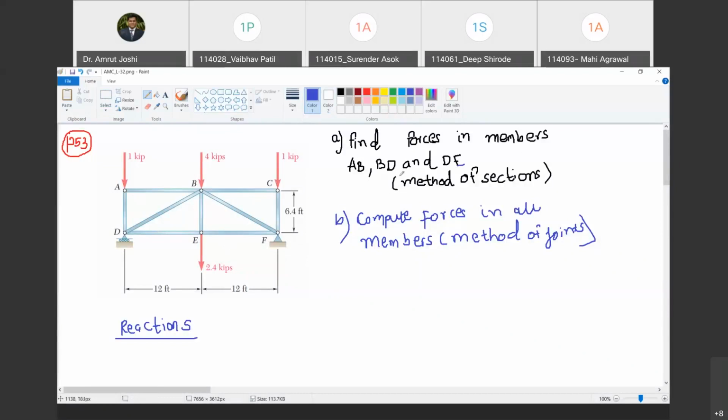And here we have to use method of sections, whereas in the second part we have to compute forces in all the members, where we have to use method of joints. So now, without wasting time, there is no new concept here, so we are going to quickly solve this problem and you are going to help me. So Mahi, the first step is to find the reactions. Do you agree? Yes, sir.